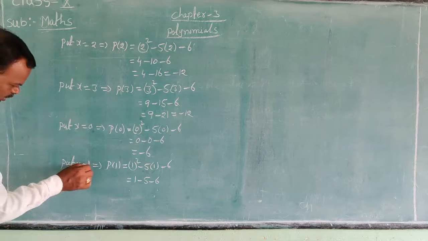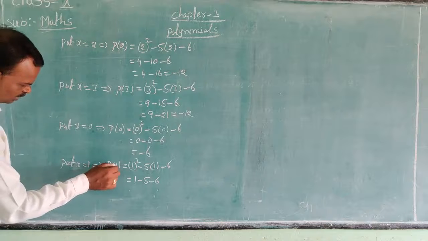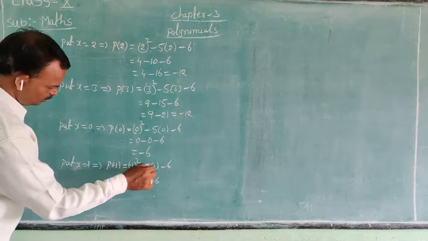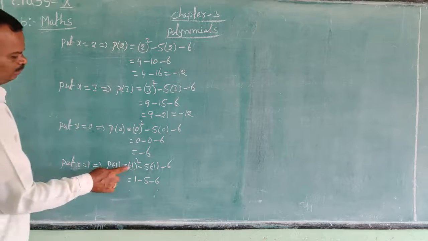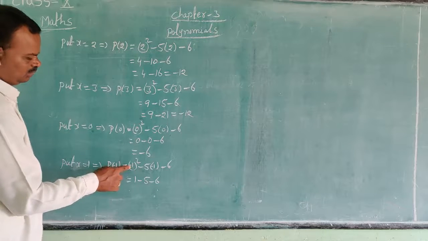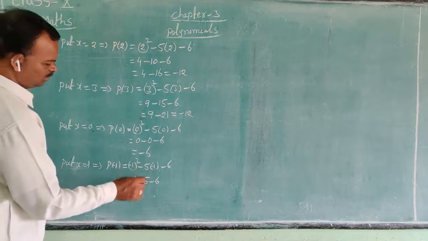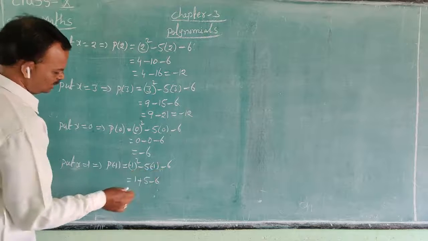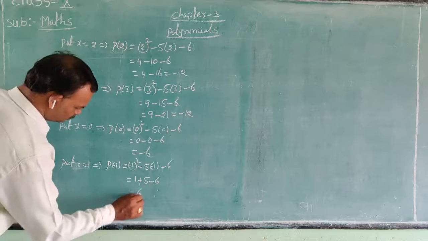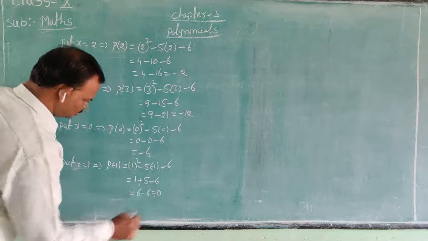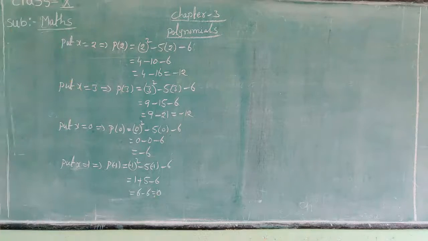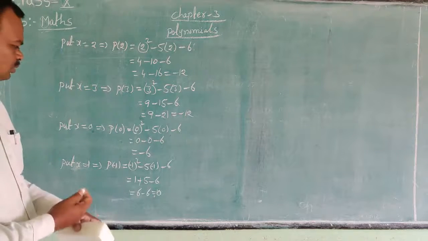Put x is equal to minus 1. P of minus 1 is minus 1 whole square minus 5 into minus 1 minus 6. Minus 1 whole square is 1, minus into minus is plus 5, minus 6. 1 plus 5 is 6, minus 6 is equal to 0.